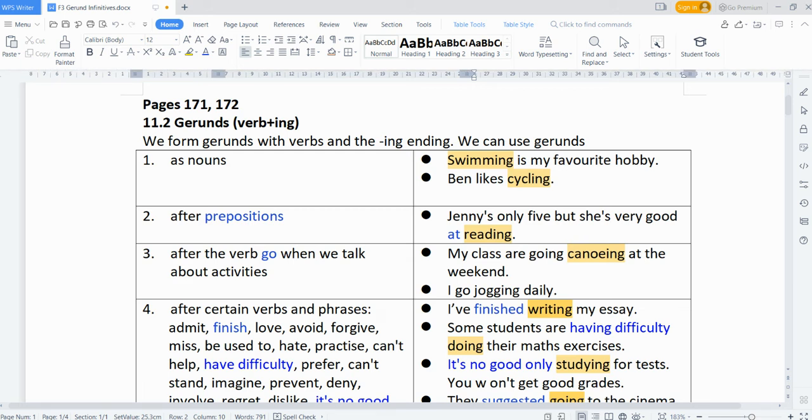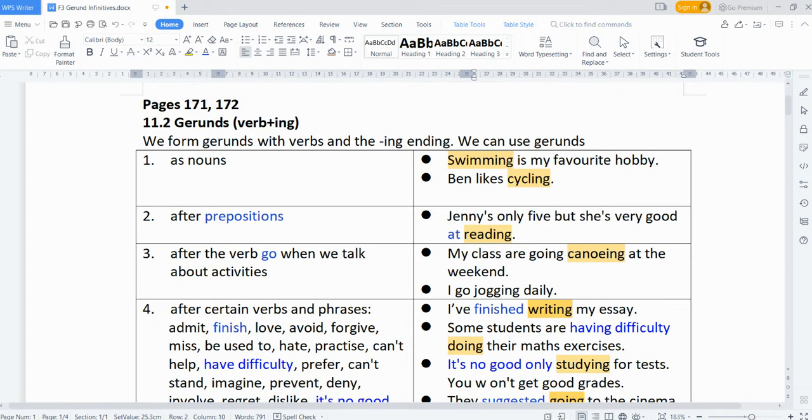Today I'm going to explain to you the topic of gerunds and infinitives based on your Close-Up textbook pages 171 and 172. Okay, so first we look at 11.2. What are gerunds? Gerunds are verbs that can be formed with the -ing ending. So we use gerunds as nouns, number one.